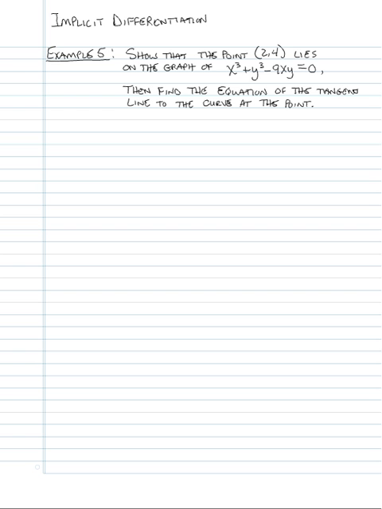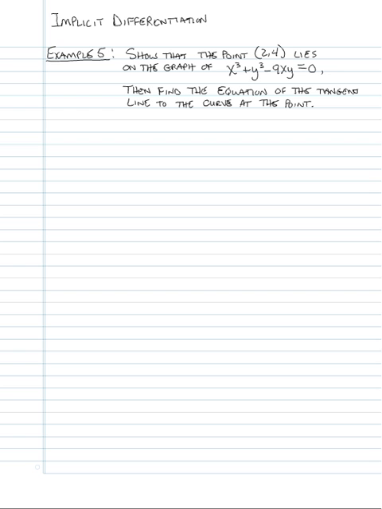You can see example 5 written out here. We're to show that the point (2, 4) lies on the graph of x cubed plus y cubed minus 9xy equals 0. Then after that, we need to find the equation of the tangent line to the curve at that point. So how do we verify that a point lies on a curve?